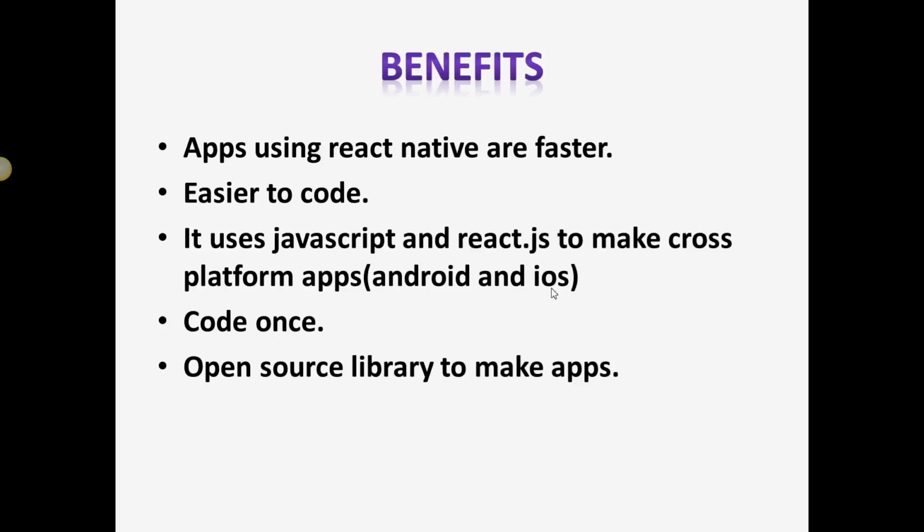Now, if we talk about benefits, we have already discussed that apps using React Native are faster. They are faster because they use native things. They are easier to code. You just code in JavaScript using the JavaScript framework. You just need to know the React syntax and that's all. Once your code is done, you just compile it for iOS or Android. You don't need to code it twice. It uses JavaScript and the core React.js to make cross-platform apps. Again, code once, and it is an open source library, so it is free to use.